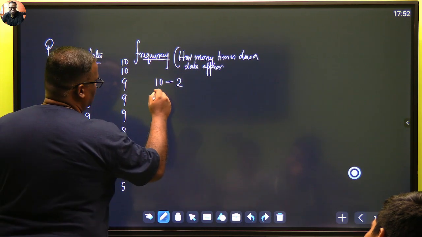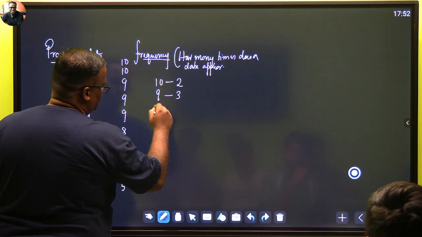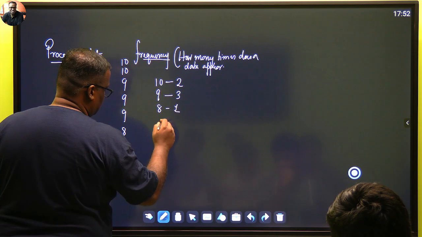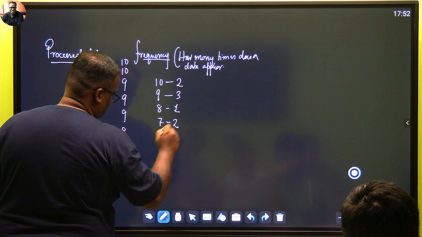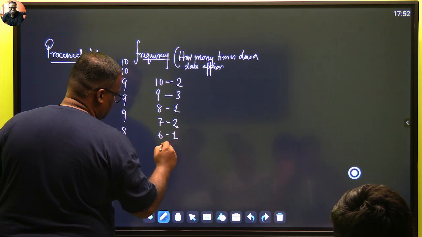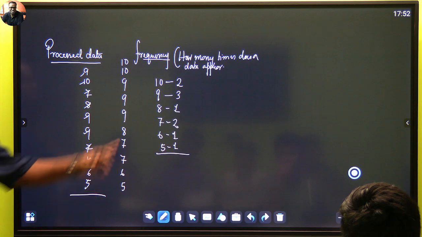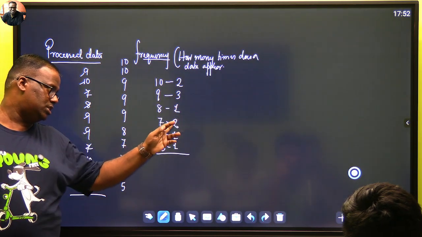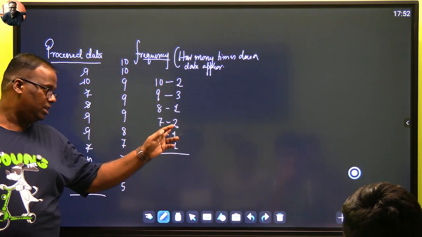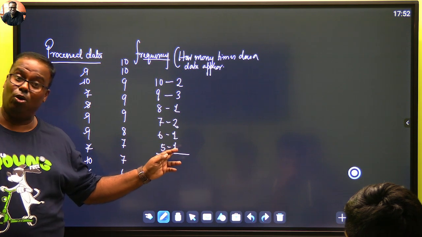We take 9. 9 is coming 3 times. 8 is coming once. 7 is coming 2 times. 6 is coming once. And 5 is coming once only. Now check the frequency. 2 plus 3 is 5 plus 1, 6 plus 2, 8, 9, 10. That means all data have been taken.